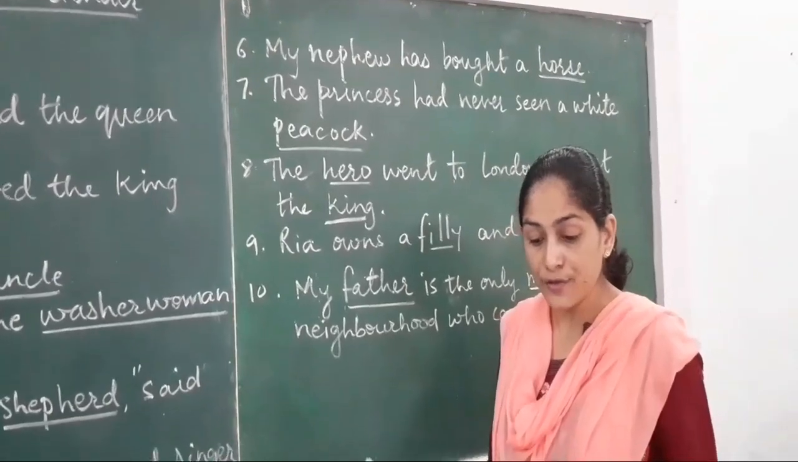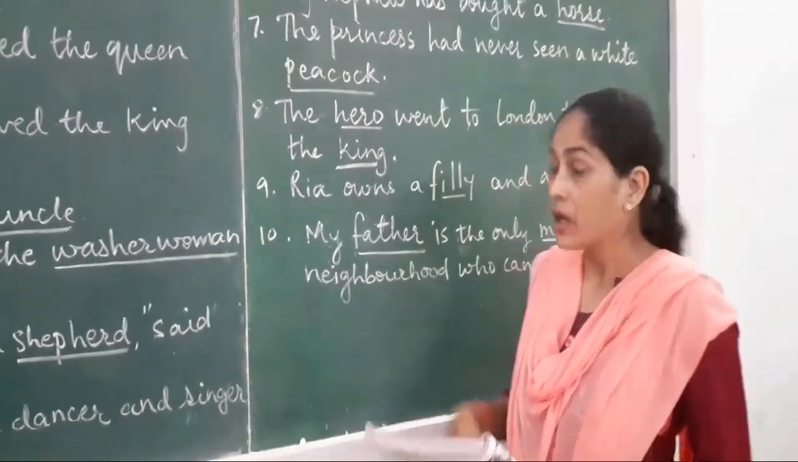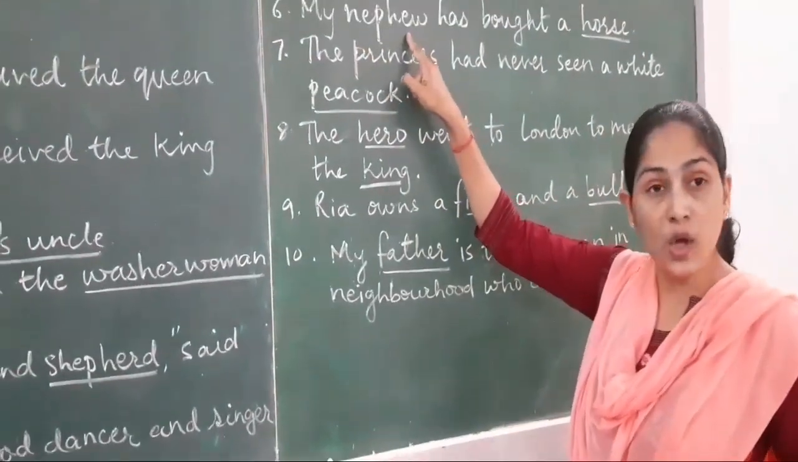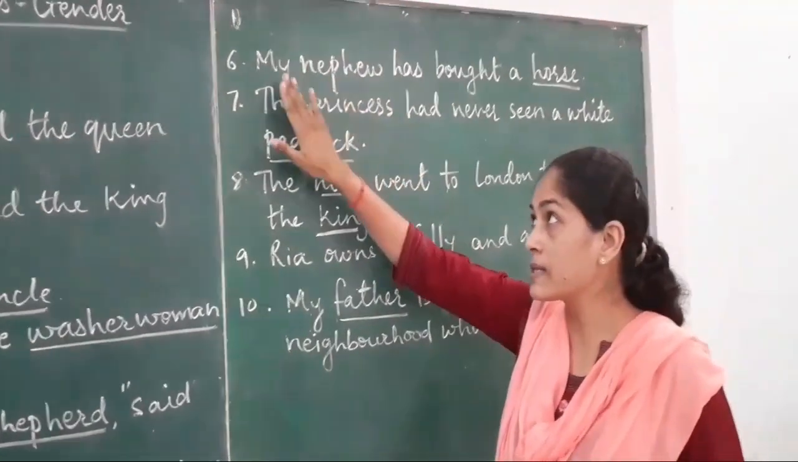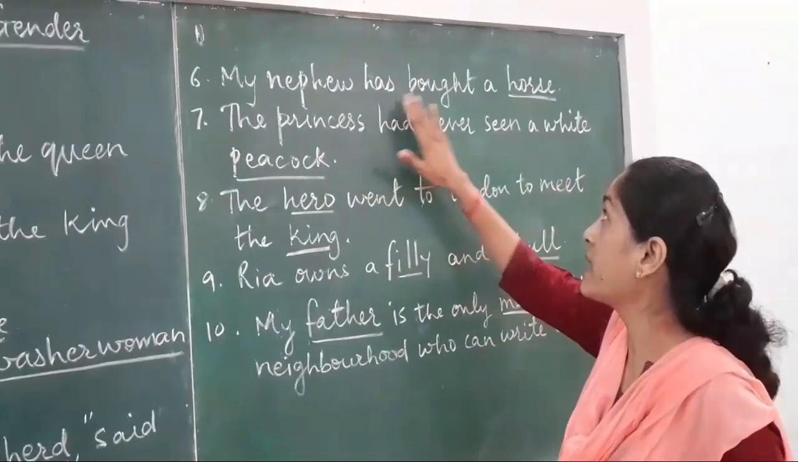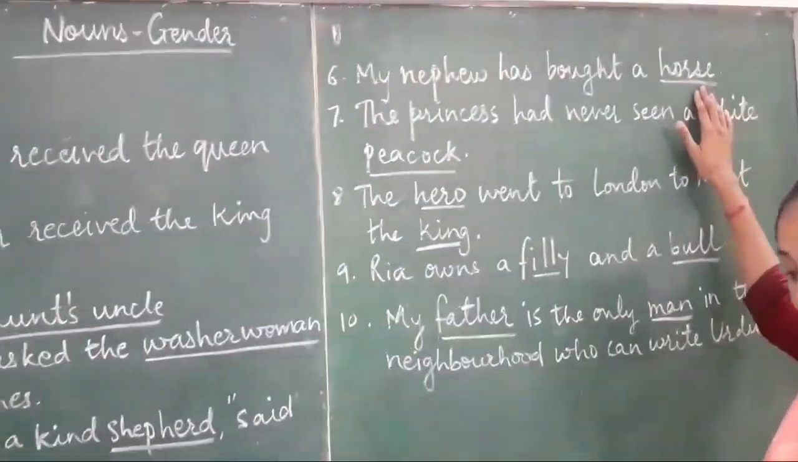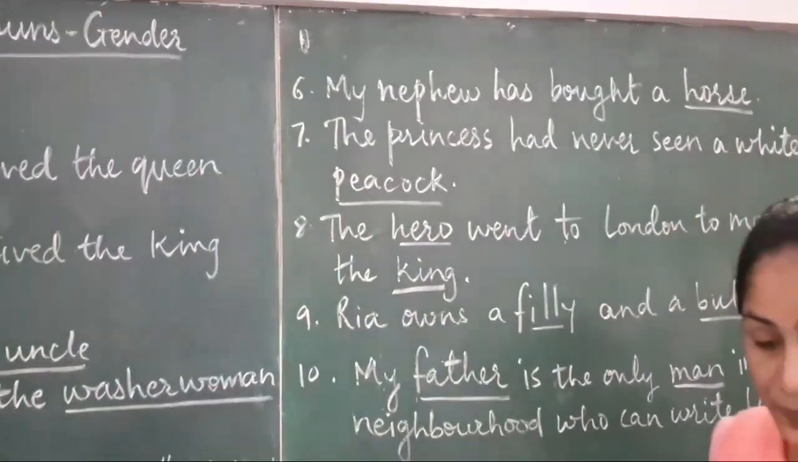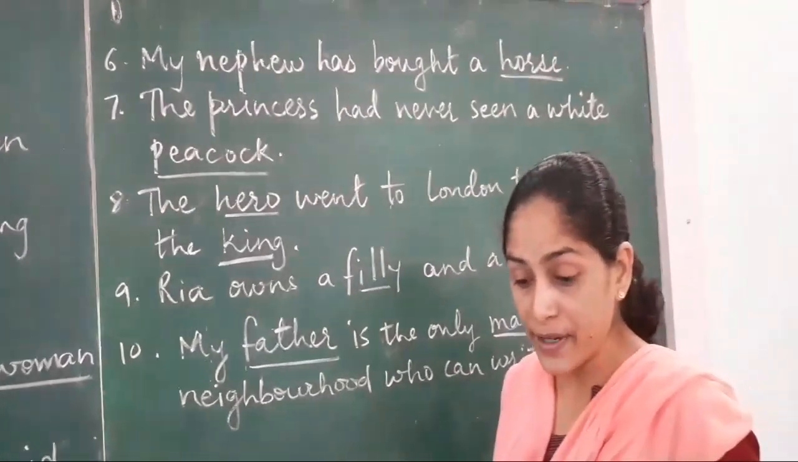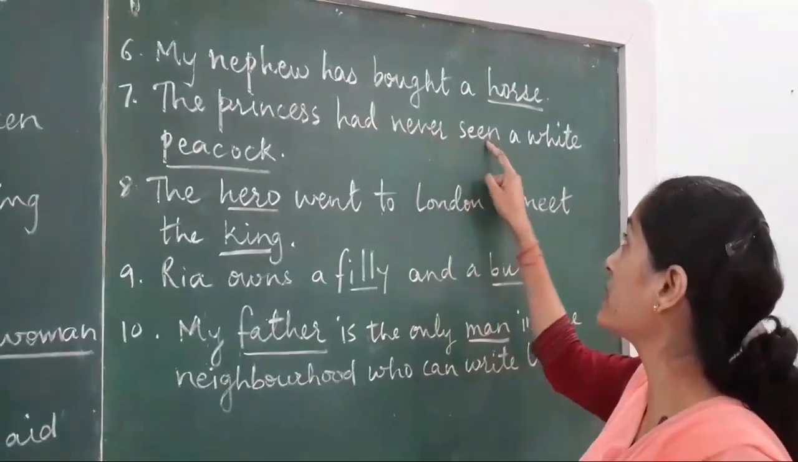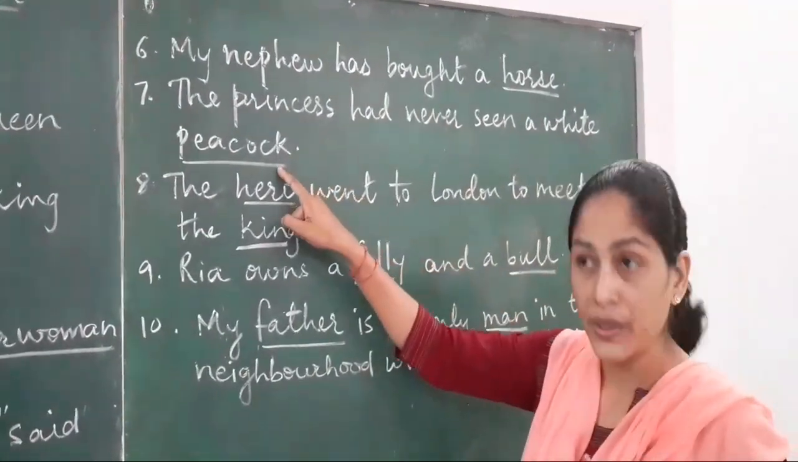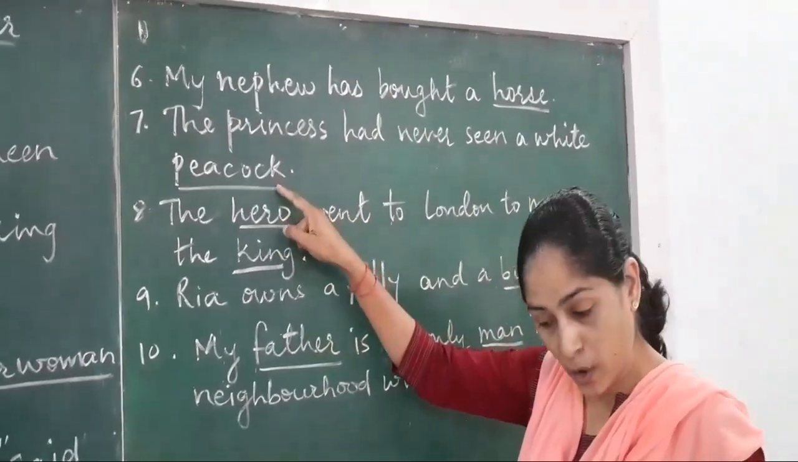Next one, my nephew has bought a mare. My nephew, here it is not given in bold, so we are not going to change it into niece. Okay, it will be the same. My nephew has bought a horse instead of mare. Next one, the princess has never seen a white peahen. The princess had never seen a white peacock. Instead of peahen it would be peacock.